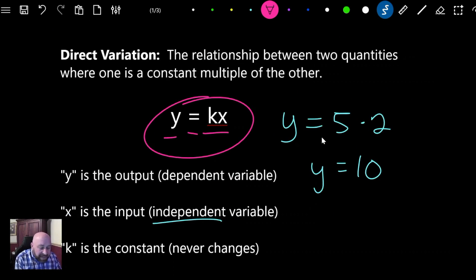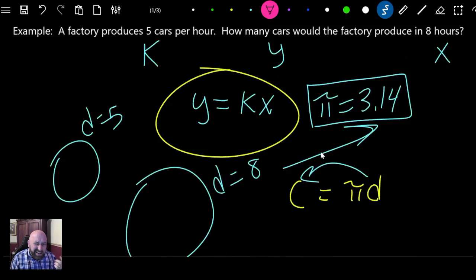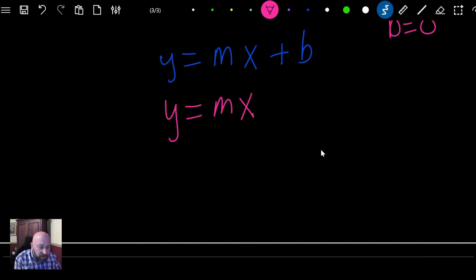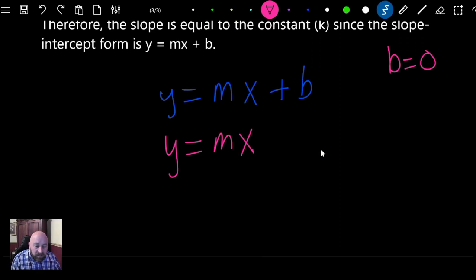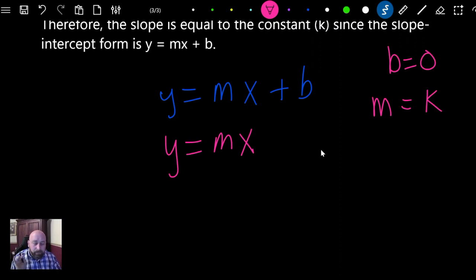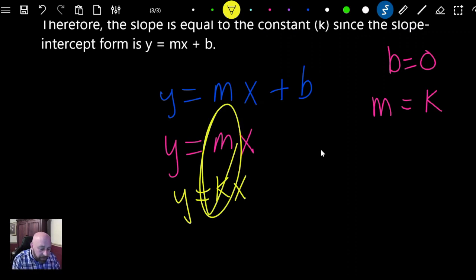Let's go back up real quick to our original formula. Y equals kx. Okay, now, when we're using the slope-intercept, we have y equals mx. Check out what m always equals. Check out what your slope always equals. M equals k, right? Y equals kx. It's the same thing. M and k are the same thing. So in direct variation, slope is your constant. Your constant is your slope.